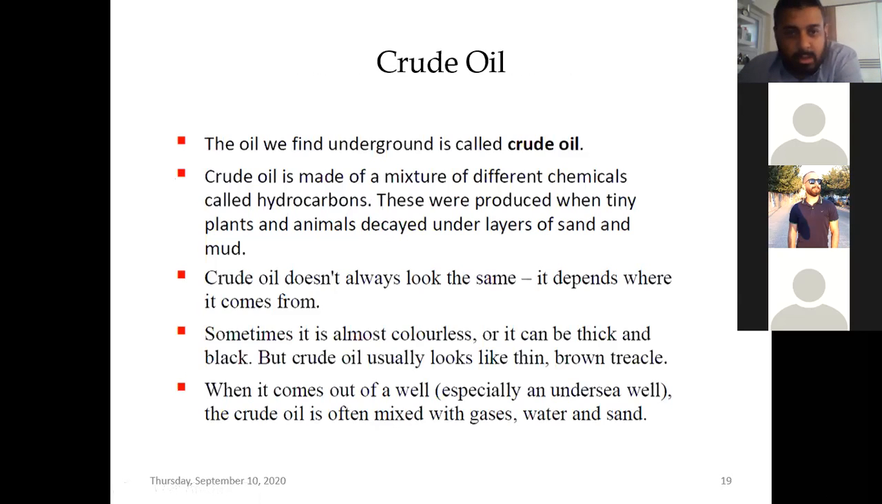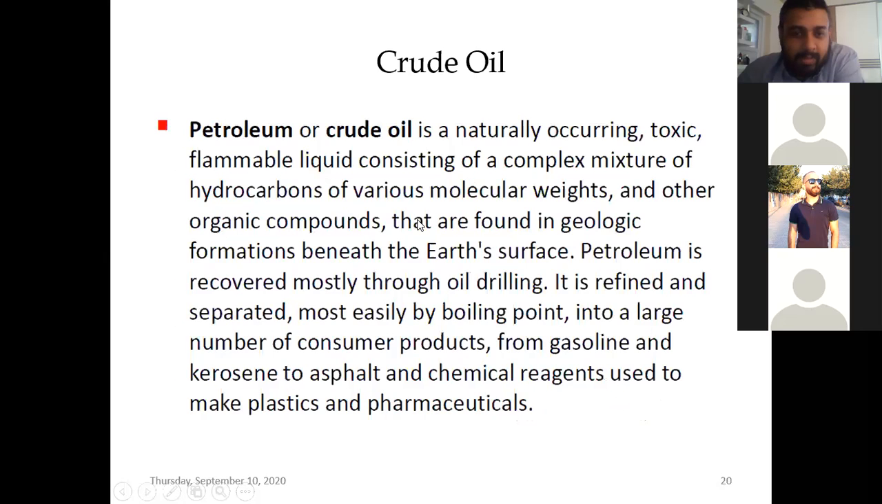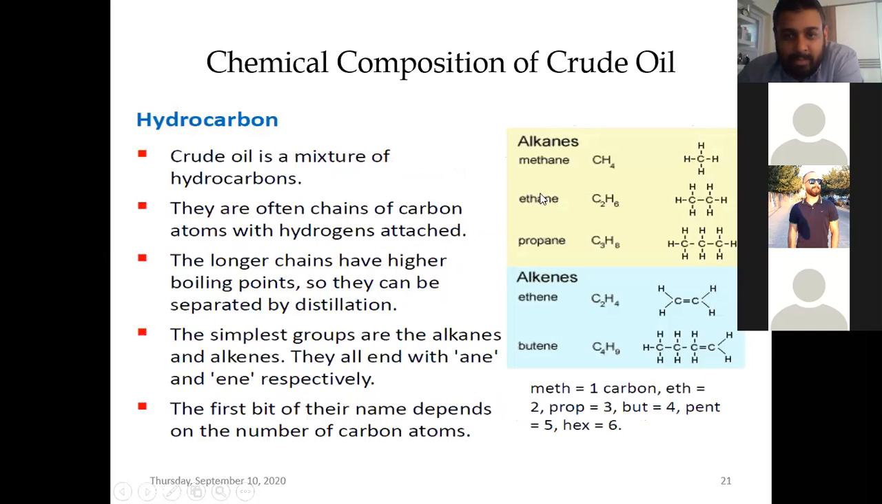No question. Okay. The oil that we produce from the underground reservoirs that we talked about, we call it crude oil. It's a mixture of different chemicals that we call hydrocarbons. Crude oil is toxic. Remember, it's natural, but it's toxic and flammable. It can catch fire. It's a mixture of hydrocarbons of different molecular weights, organic compounds in geological formations. This petroleum crude oil we divide into four main chemical compositions.